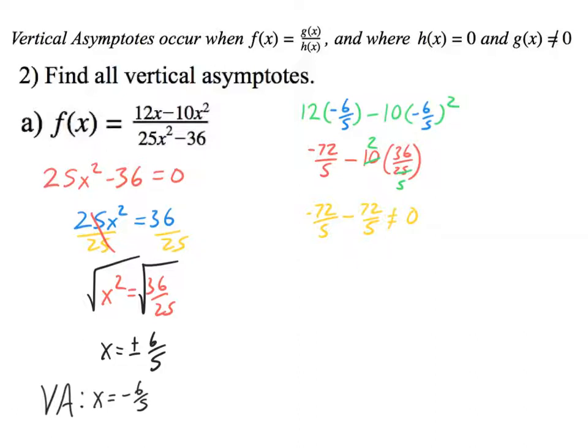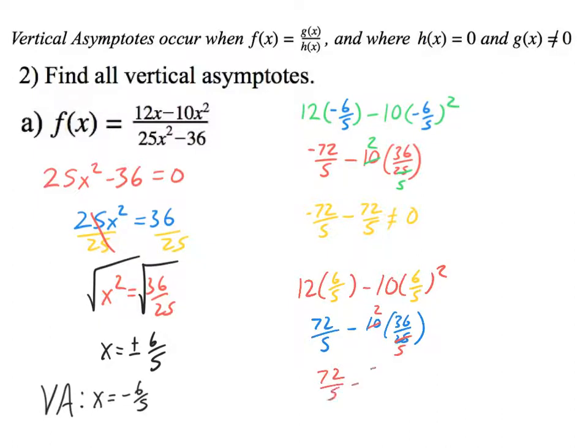Now let's check the other. Let's see if positive 6/5 works. So we have 12 times minus 10 times something squared. And we're going to put in positive 6/5. Let's see what happens here. That would be 72 over 5 again, minus 10 times 36 over 25 again. And these reduce, leaving me 72 over 5 minus 72 over 5, which equals 0, which is an issue. So that means that x equals positive 6/5 is not a vertical asymptote.